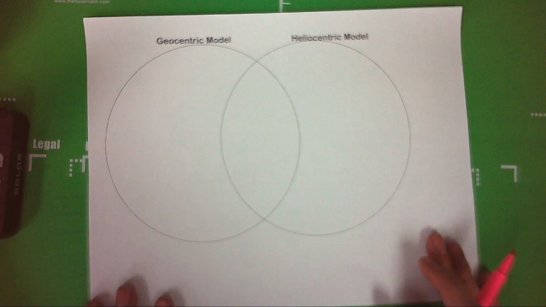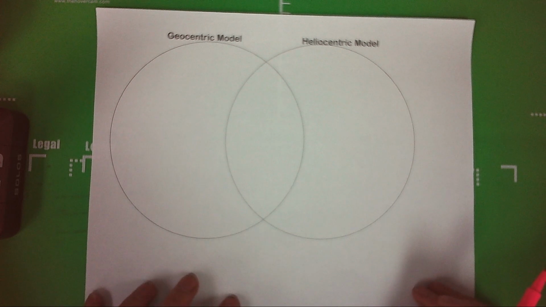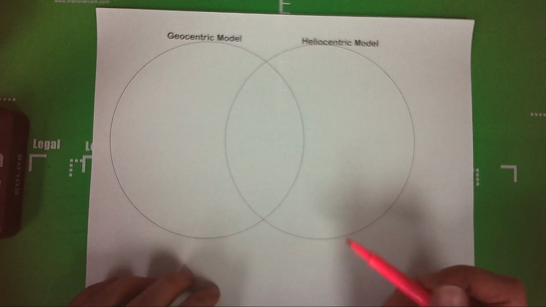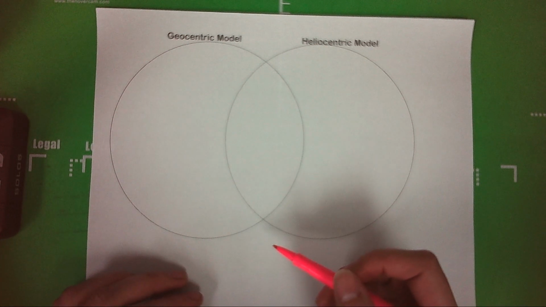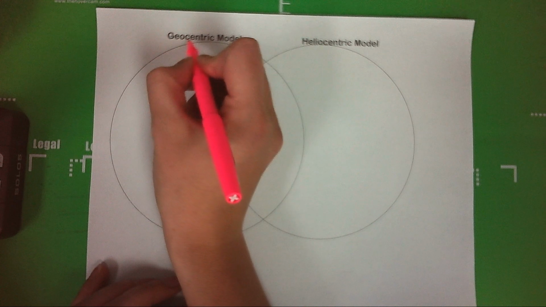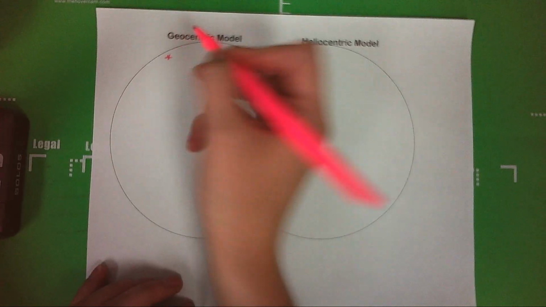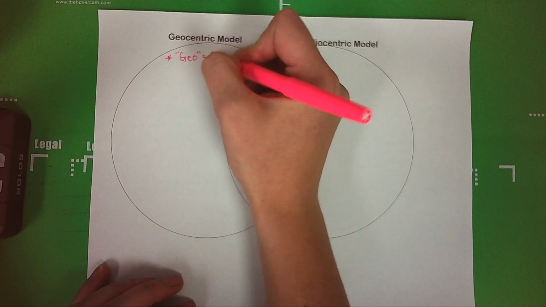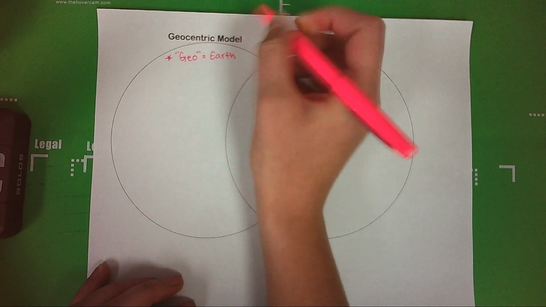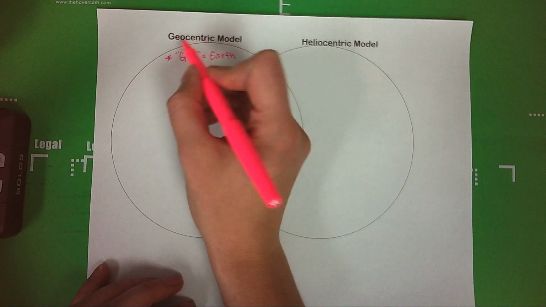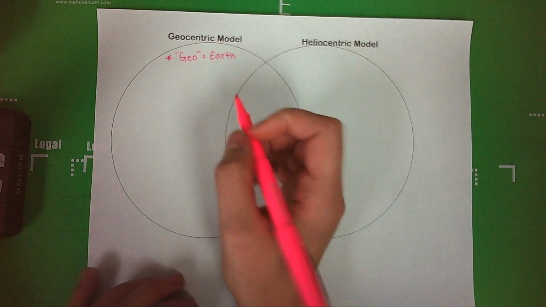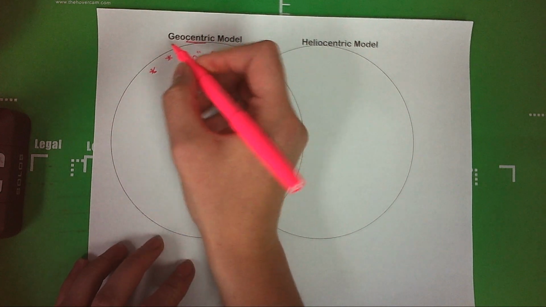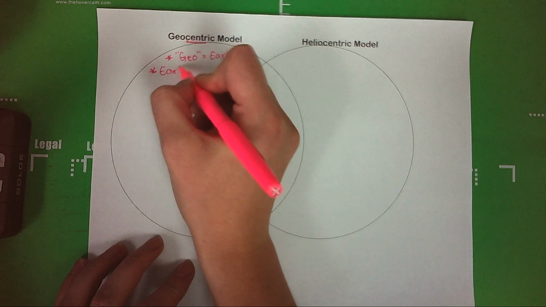Okay, so after we've read the lesson in the textbook, we are going to compare and contrast these two models of the solar system. So first thing I like to do is break down the words. So we have geo and centric. So the prefix geo means Earth. And the next part, centric, so it's geocentric. Centric is just like a center. So that's the next part, it is Earth-centered.